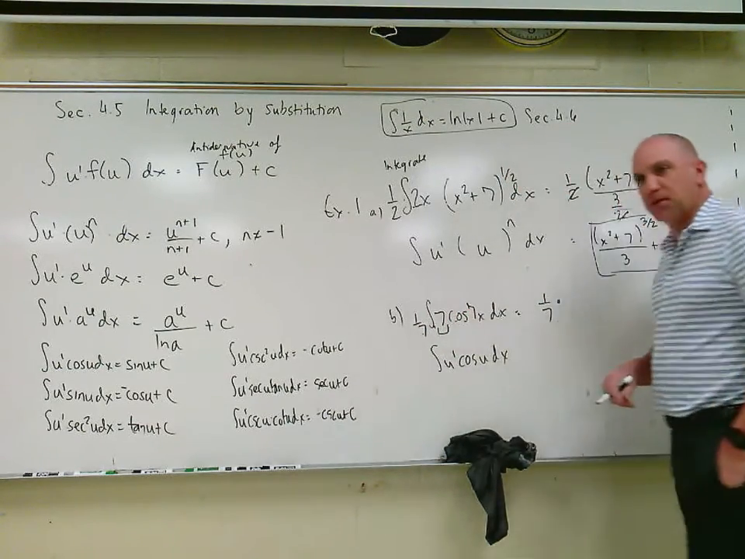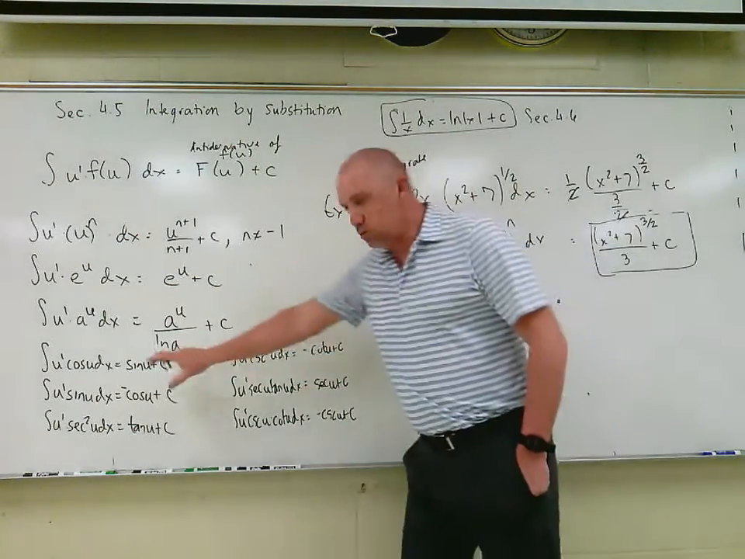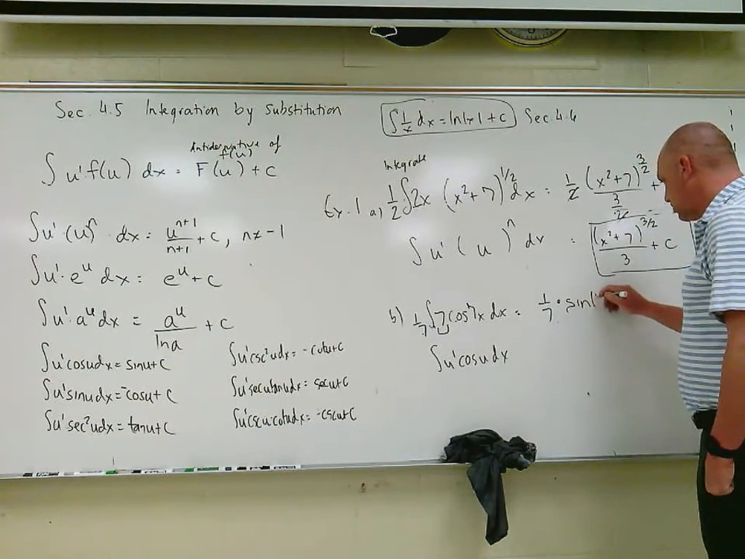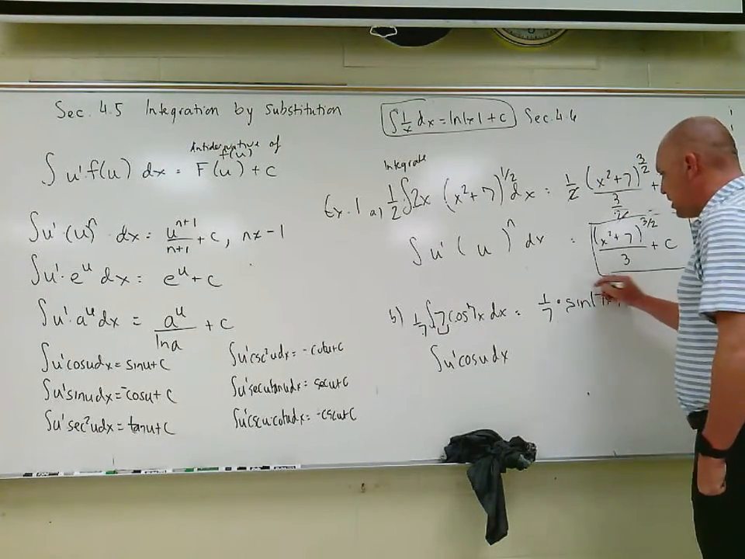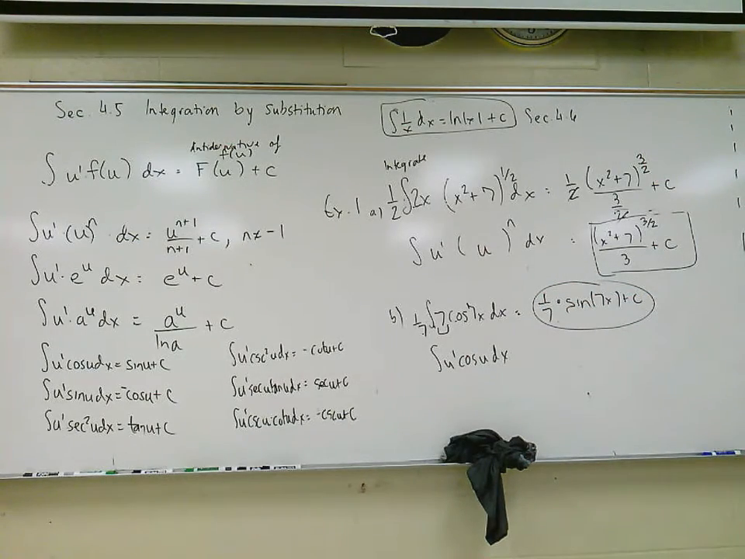So again, the 1/7 will multiply to my answer. This 7 disappears, and now it's just what's the antiderivative of cosine. So I go to our rules, the antiderivative of cosine is sine of 7x plus C, and that's it as the answer. Okay? This is a little review of what we did a couple of weeks ago. So those are pretty straightforward, all right?